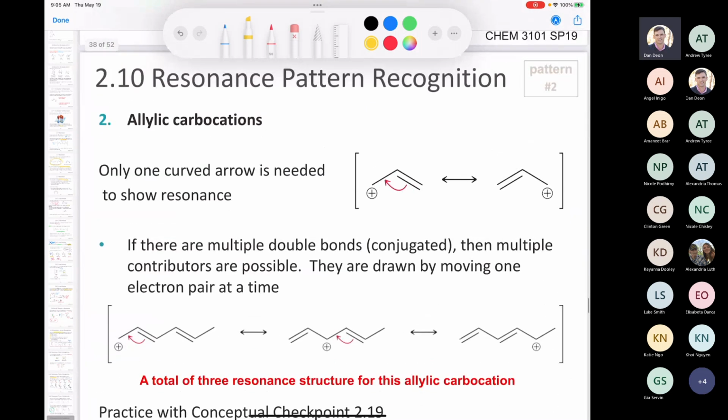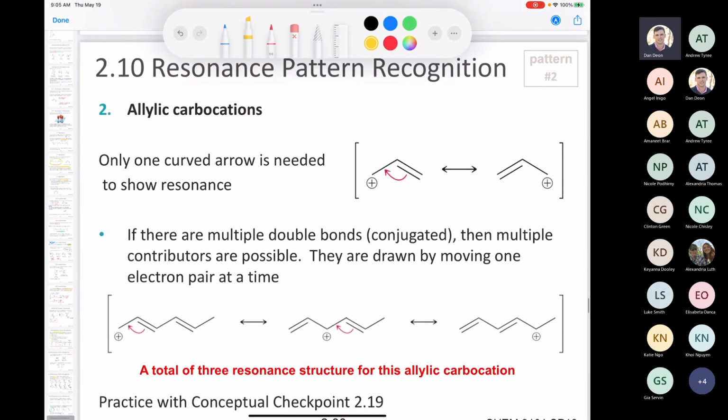All right, well, let's move on to the next one, which is the allylic carbocation. We've covered this one quite a bit. In fact, it was the first type of resonance structure that I showed you, where we have three overlapping p orbitals on consecutive carbons or atoms.